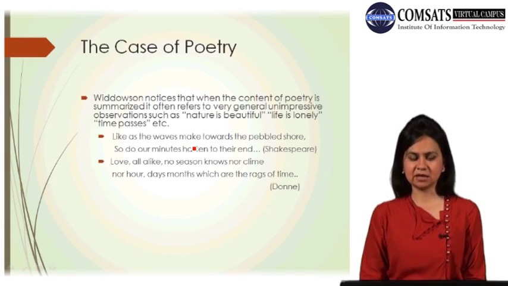Similarly, in the second example from John Donne's poem, "Love, all alike, no season knows nor clime, nor are days, months, which are the rags of time." Now, commenting upon this second example, a layman or an inexpert person would comment that this composition talks about the notion of love, that love is great, that love is unchangeable, love is eternal.